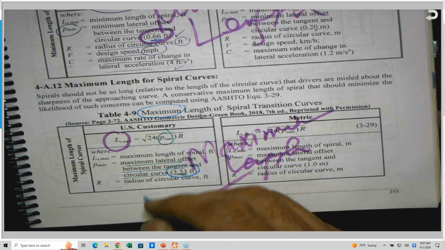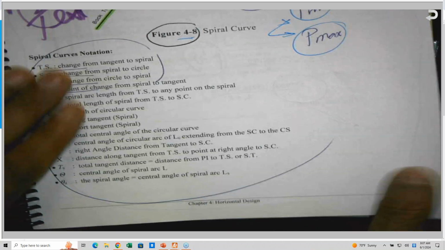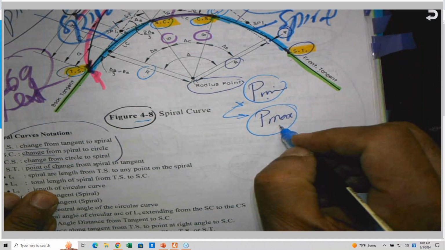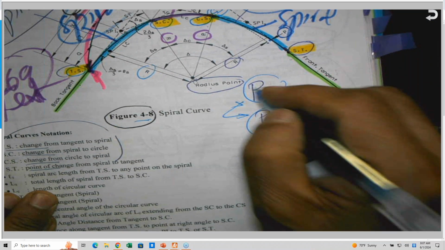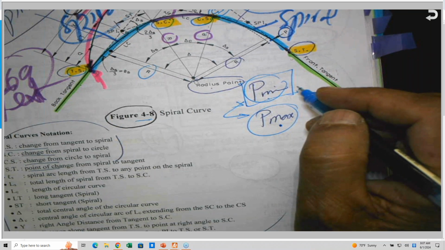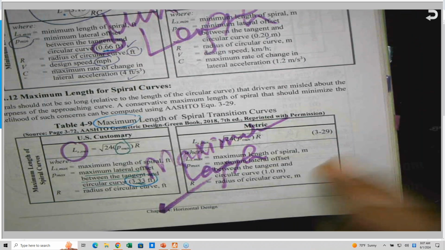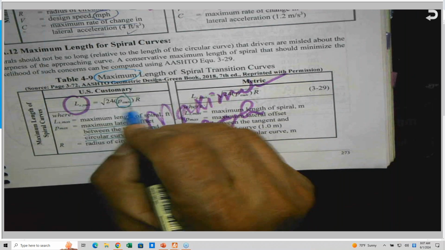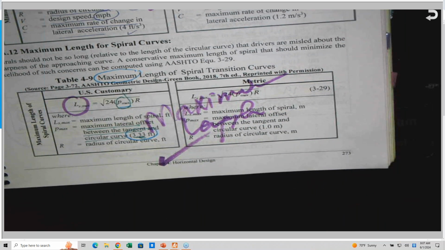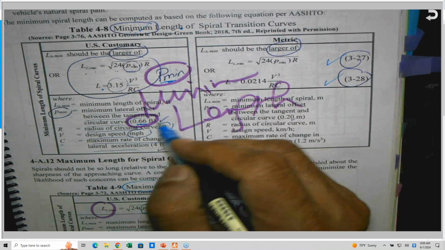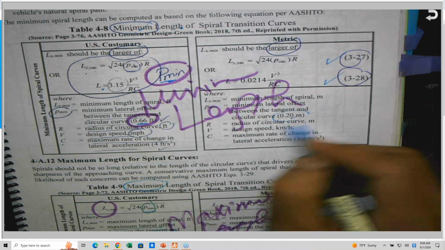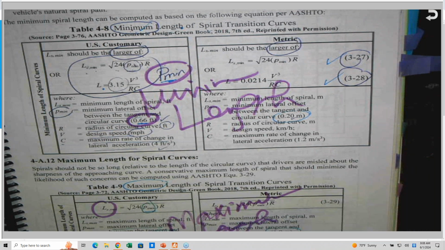So the P max, as I explained it here, we have something called P min and P max. We use this to determine the minimum length of the spiral curve, and we use this to determine the maximum length permitted by the spiral curve. And here are the equations, and the P max is 3.33 feet, or 1 meter, and the P min is 0.66 feet, or 0.2 meters, as all of you know.